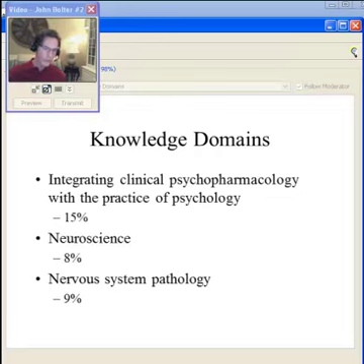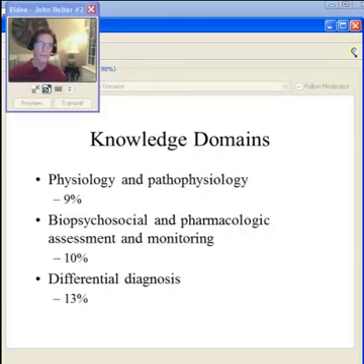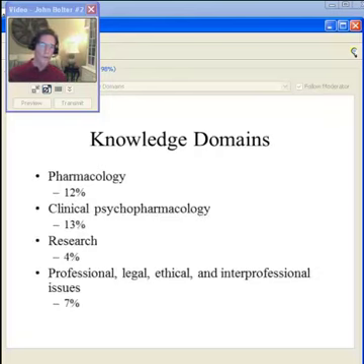And so you'll see these percentages are the number of items that they're supposed to have. Essentially 15% of the items should be reflecting this category: integrating clinical psychopharmacology with the practice of psychology. Neuroscience should be 8%. Nervous system pathology is 9%. Physiology and pathophysiology is 9%. Biopsychosocial and pharmacological assessment and monitoring is 10%. And differential diagnosis is 13%. And then you have pharmacology, that's 12%, clinical psychopharmacology, 13%, research 4%, and professional, legal, ethical, and interprofessional issues, 7%. So that's the content of the initial exams.